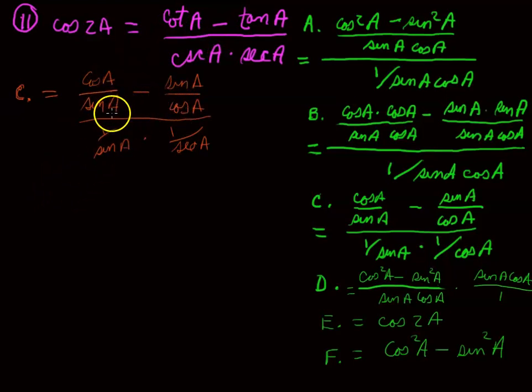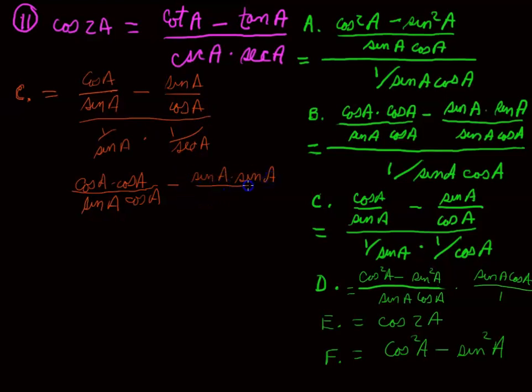We can say with the common denominator, it's got to be sine times cosine. So this needs a cosine, so I need a cosine A times a cosine A over the sine A cosine A minus, this one needs a sine, so it's a sine A times the sine A over the sine A times the cosine of A over, well, this has already got just multiplication, so it's really 1 over the sine of A times the cosine.